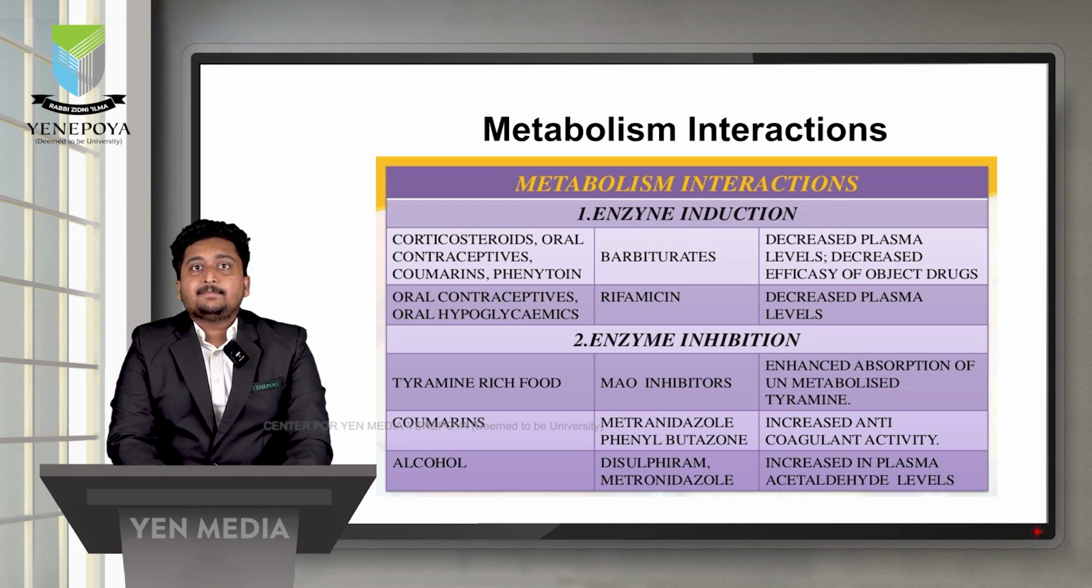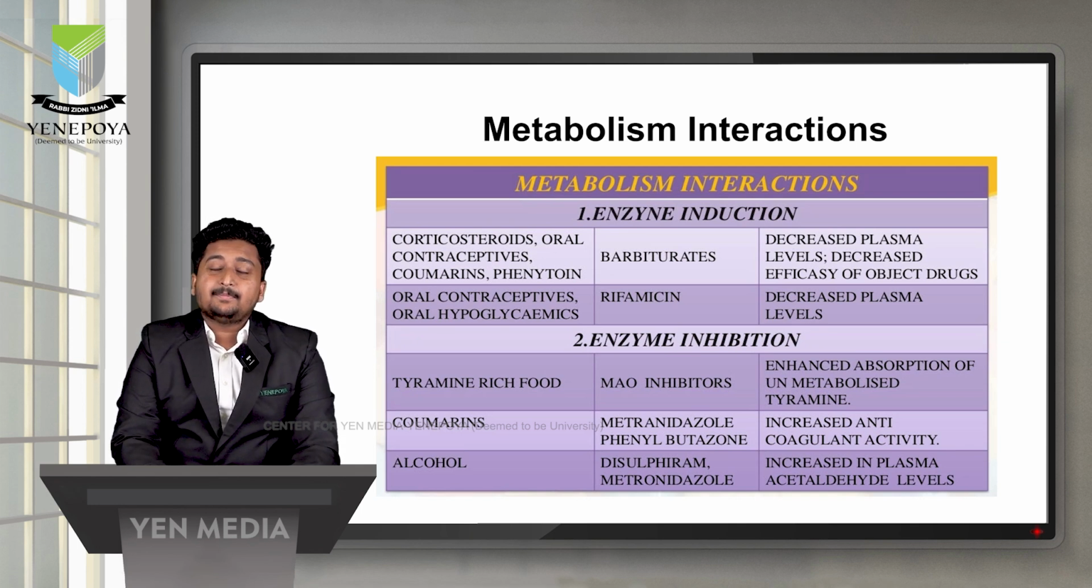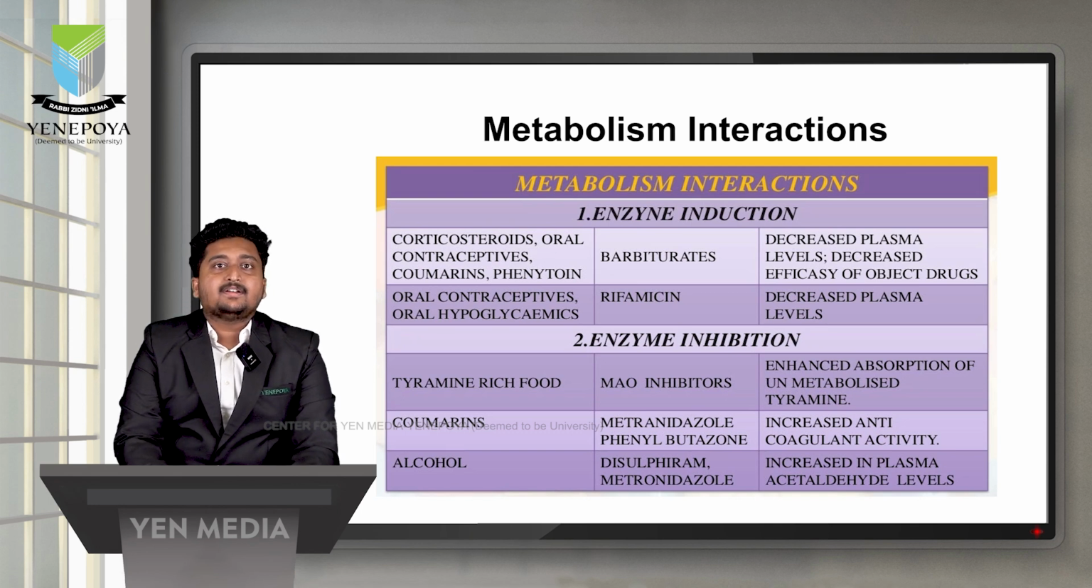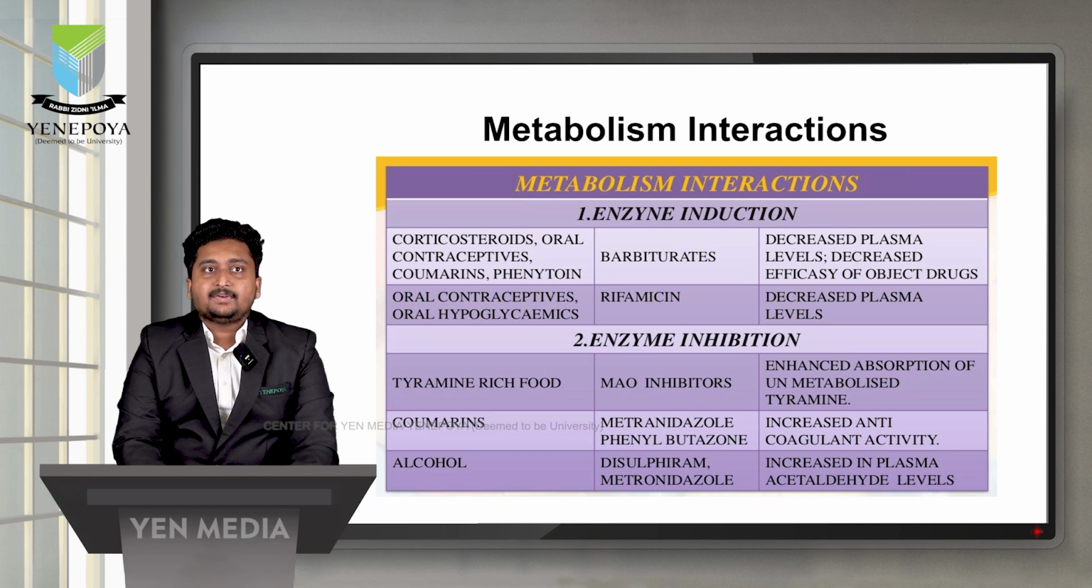So moving on to enzyme inhibition, it is just the opposite, as I already said. Examples are tyramine-rich food with monoamine oxidase inhibitors, which we generally call MAO inhibitors, so there is enhanced absorption of unmetabolized tyramine. Coumarins, if they react with phenylbutazone, give increased anticoagulant activity, and alcohol, if it reacts with disulfiram, gives an increase in the plasma level.